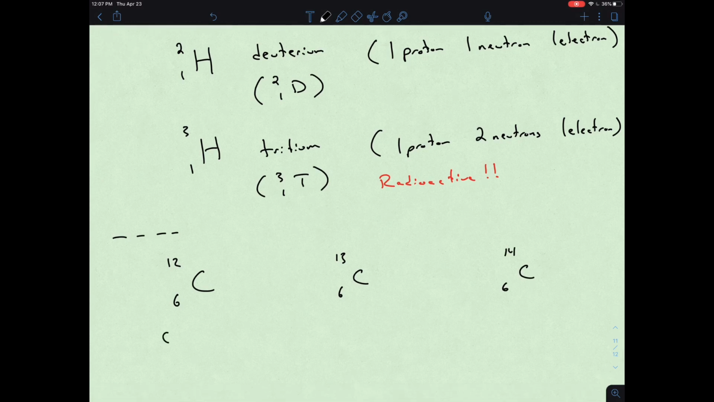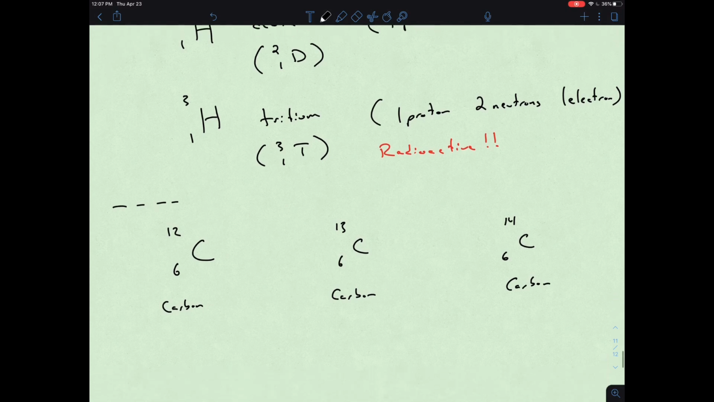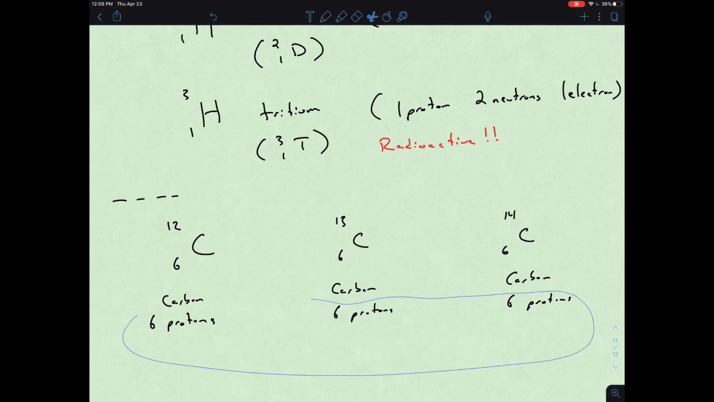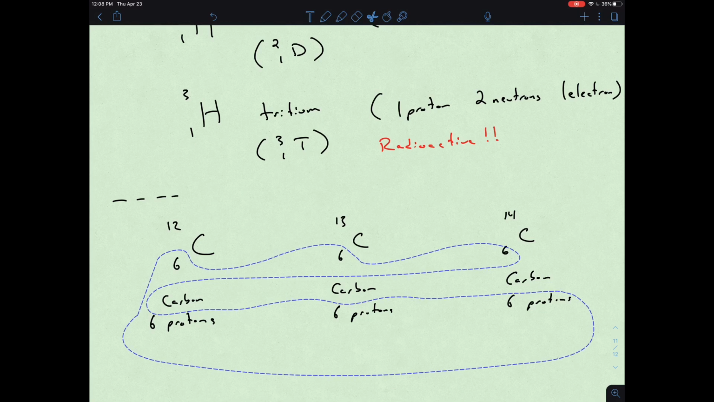So these are all carbon elements because of that elemental symbol. But while we are the same in terms of our number of protons that we get from that number 6, we actually differ in the number of neutrons.